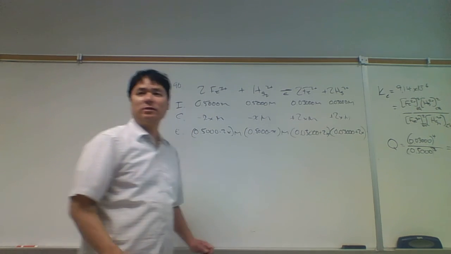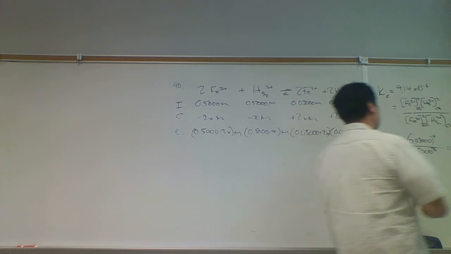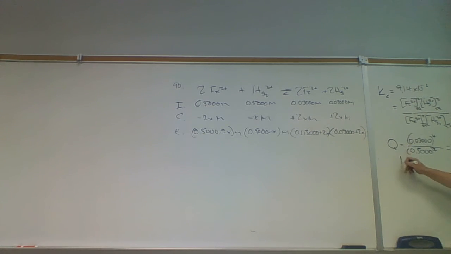Okay, then what do we do? Well, our current ratio was too small, therefore we had forward as the direction of change, that is, we had to have the forward reaction occur. So we lose reactants, gain products.